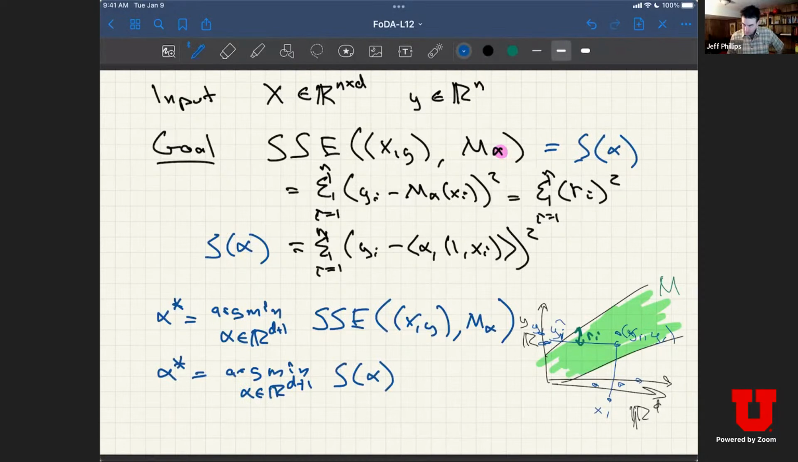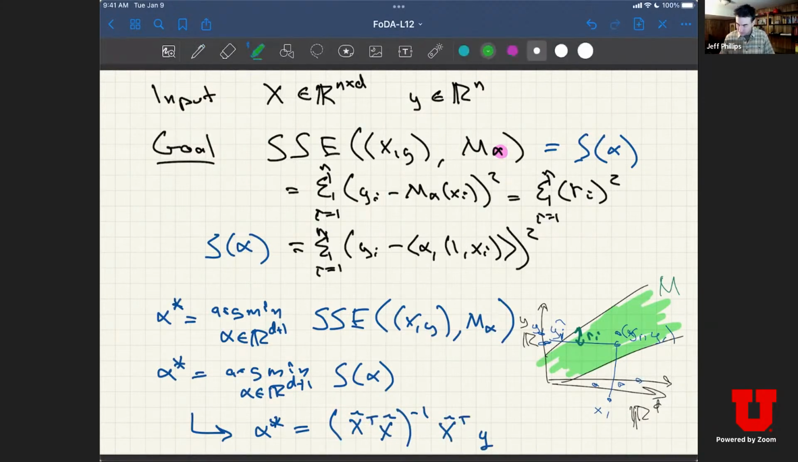And so it turns out that for alpha star, I can write down the solution with a simple piece of linear algebra. There's basically a closed form solution. I can just solve this as x tilde, remember, that's x with the 1 added in front, transpose x tilde. I take the inverse of this and multiply it by x tilde transpose times y. Okay, so this is the solution.